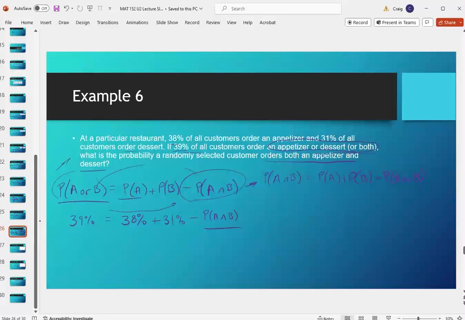Okay, and so we can solve this in much the same way. The probability of A and B is 38% plus 31% minus 39%. That should give you 30% of the customers will get both. They'll get both the appetizer and the dessert.